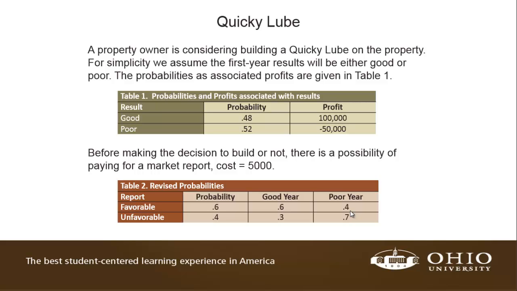If, however, the report comes back with an unfavorable recommendation, and there's a 40% chance that that will happen, the chances of a good year are reduced to 30%, and the chances of a bad year increase to 70%. So let's go take a look at what that decision tree might look like.